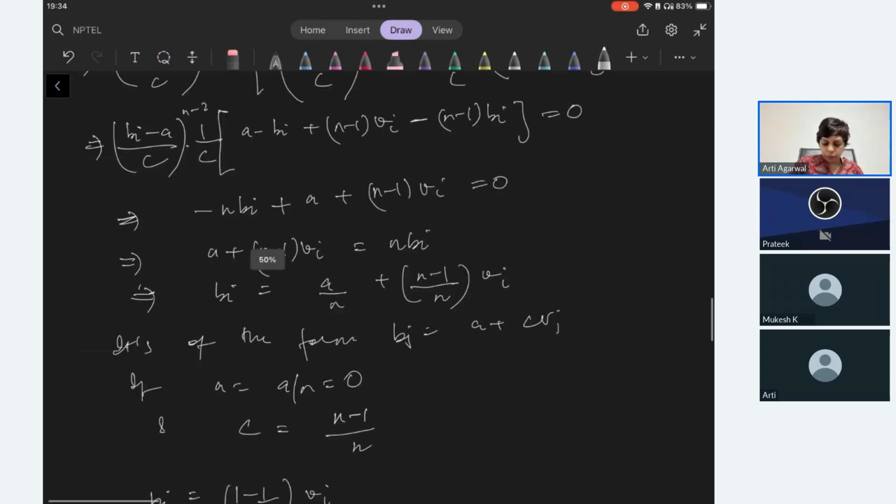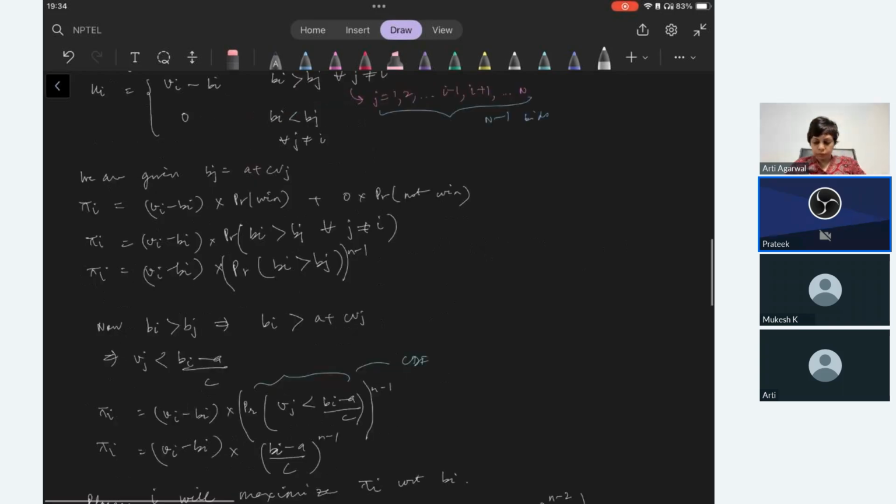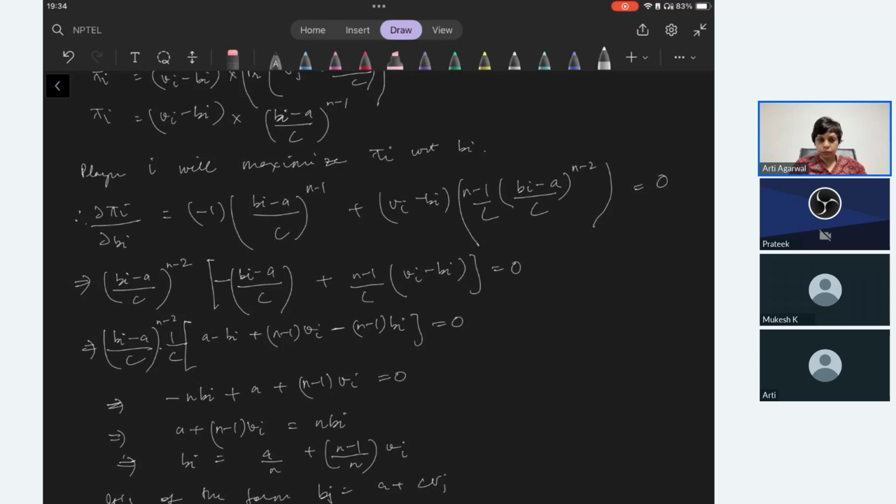Yes. Which one are you saying? Somewhere here? Steps back, there was a product of two expressions equated to 0. (Bi minus by C) whole to the power n minus 2 and then multiplied by 1 by C. Yes, this one.